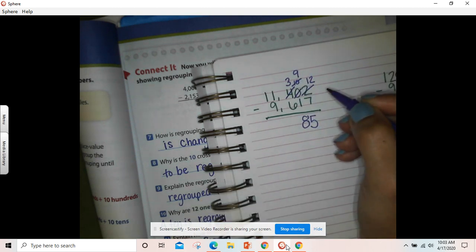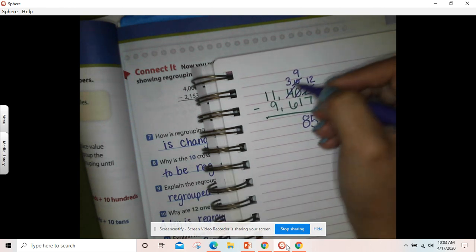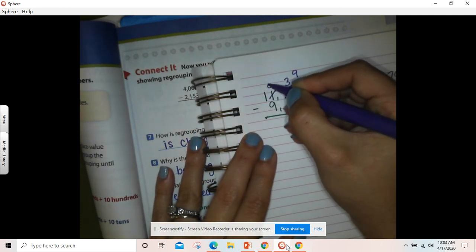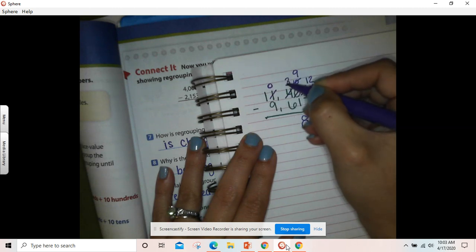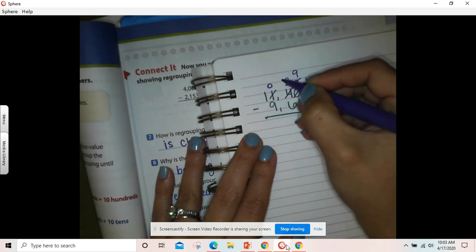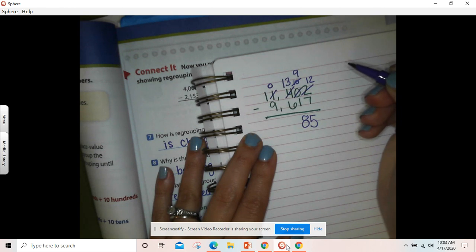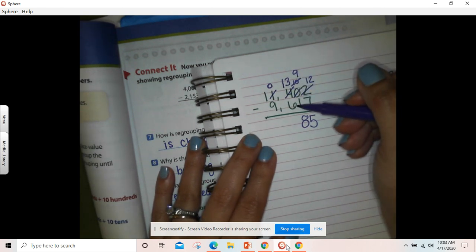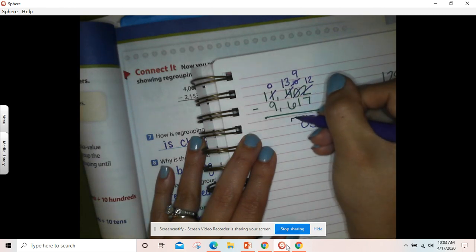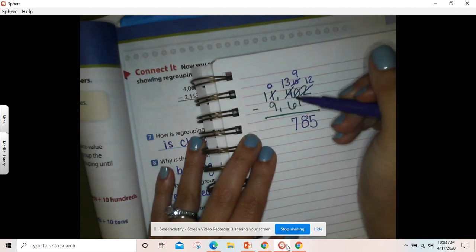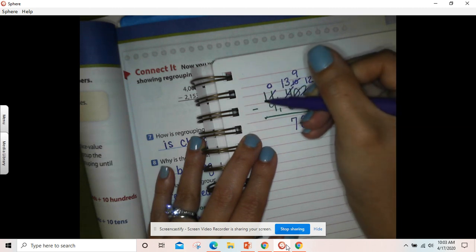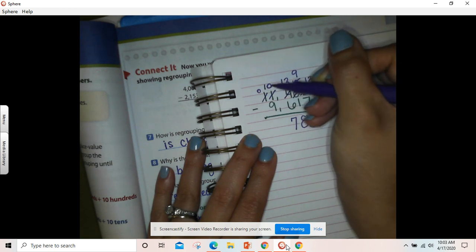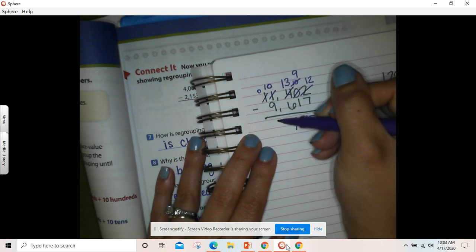And 3 minus 6, can't do it, so I need to borrow. Go over to my thousands place. My 1 will become a 0, and that will give me 10 more here in my hundreds place, so my 3 becomes a 13. 10 plus 3 is 13. Okay, 13 minus 6 is 7. I cannot take away 9 when I don't have any, so let me change my 1 to a 0, and I will add that 10 here. 10 minus 9 is 1.